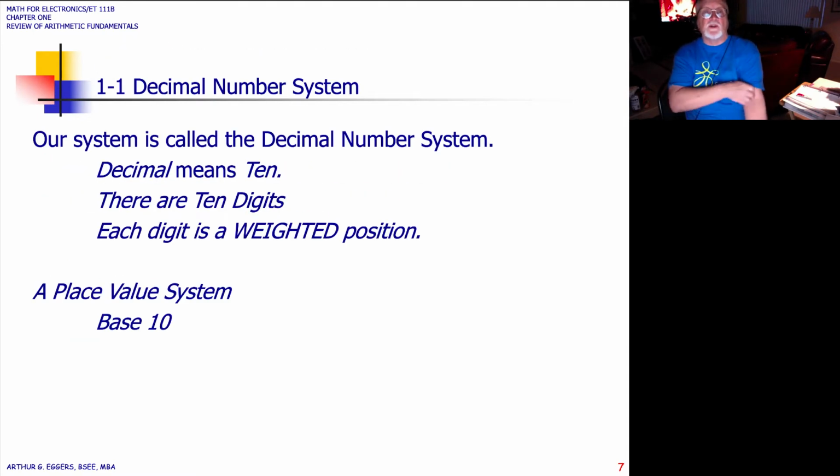So the decimal system means exactly, deci means 10, so 10 digits. In this case, 0 through 9, and then we start over again starting at 10. Each digit is a weighted position within the base 10 or the place value system of base 10.